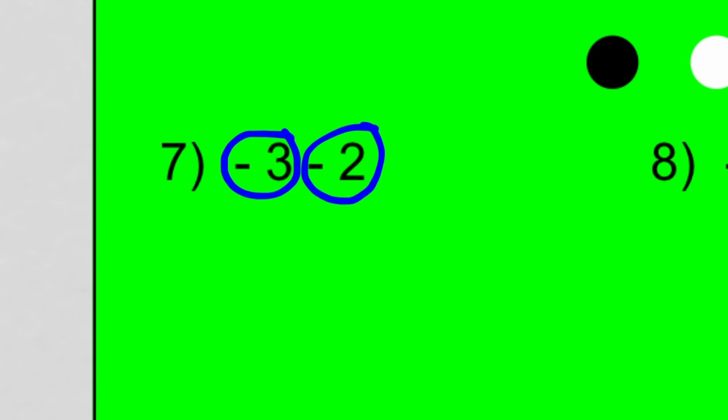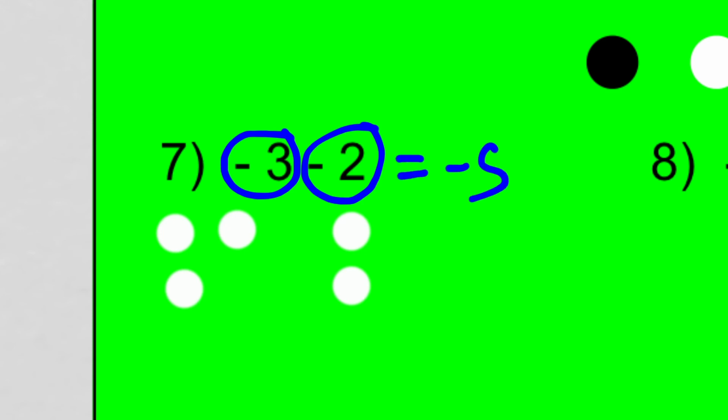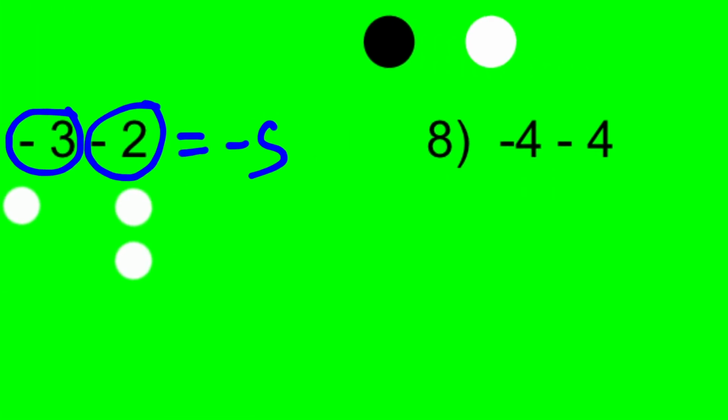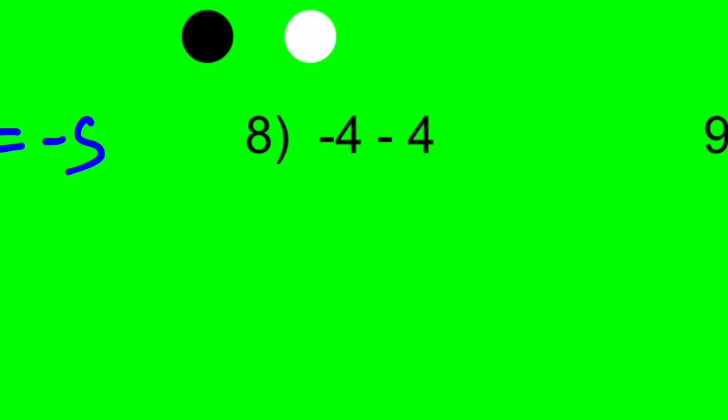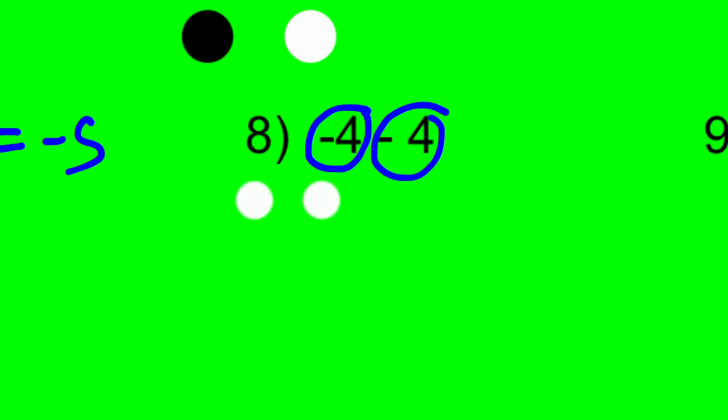And if I was to model that out now, I'd have 3 negatives and 2 negatives. And since there's no zero pairs, nothing cancels out, I'd be left with -5. And same thing with number 8. I have -4, I have -4. So if I was to model that out, I'd have 4 negatives, I'd have 4 negatives, nothing cancels out, there's nothing that makes a zero pair, so I'm left with 8 white circles or -8.